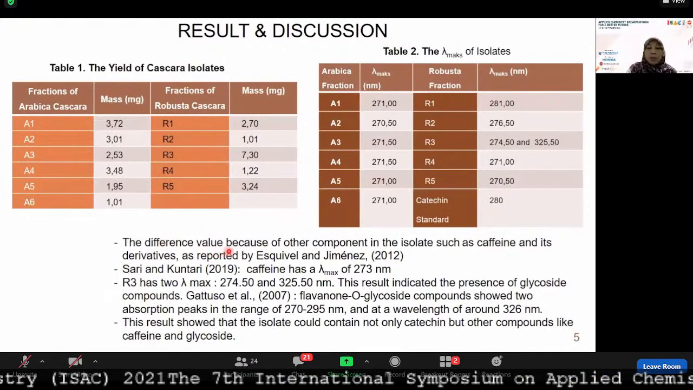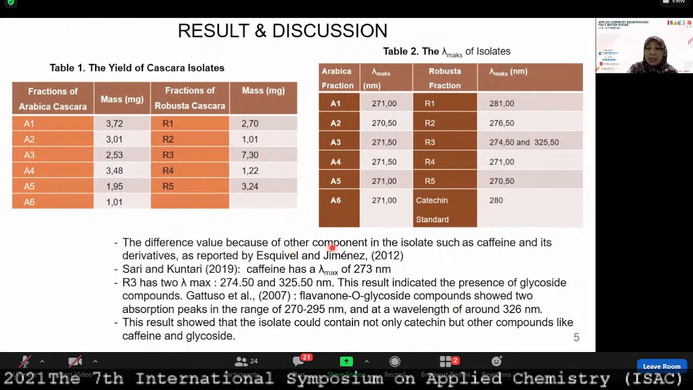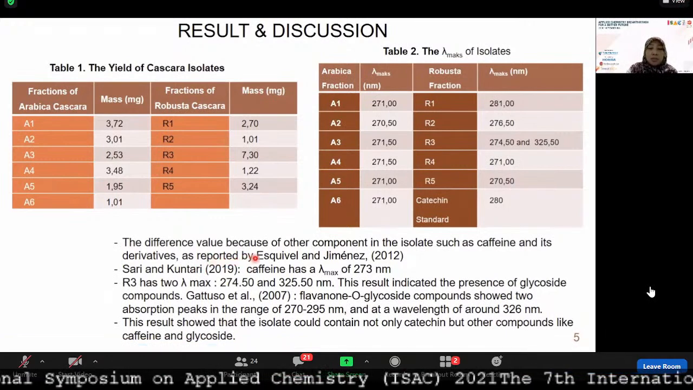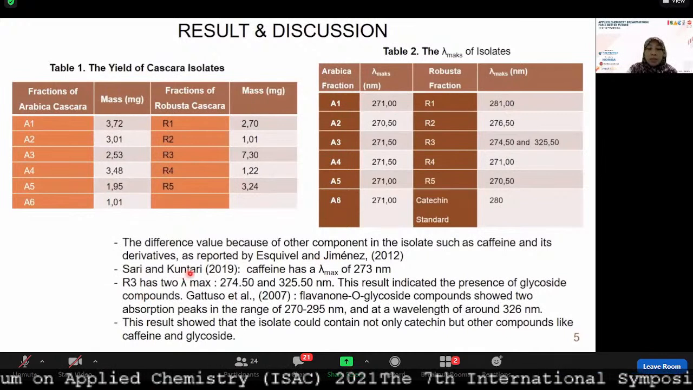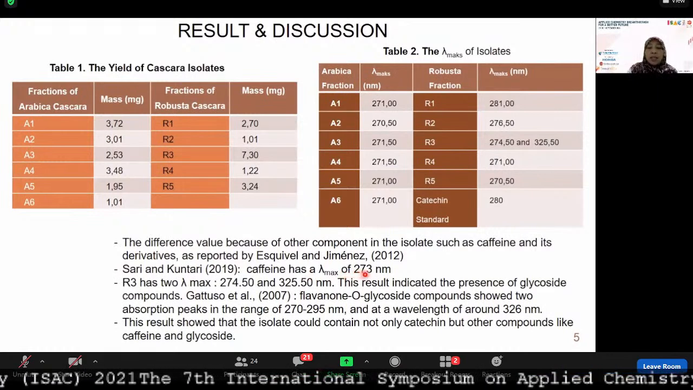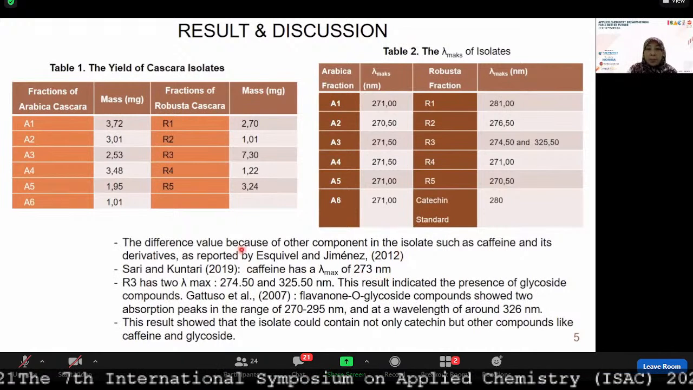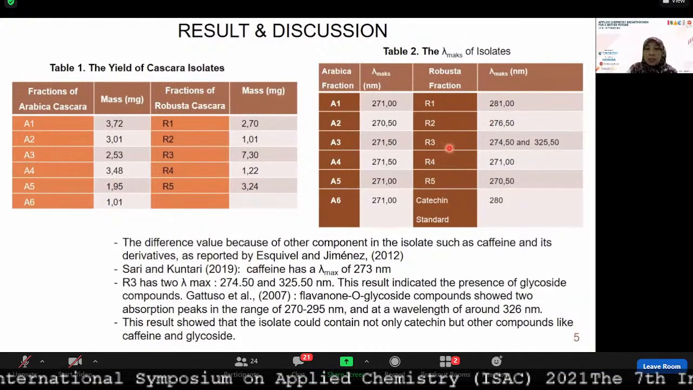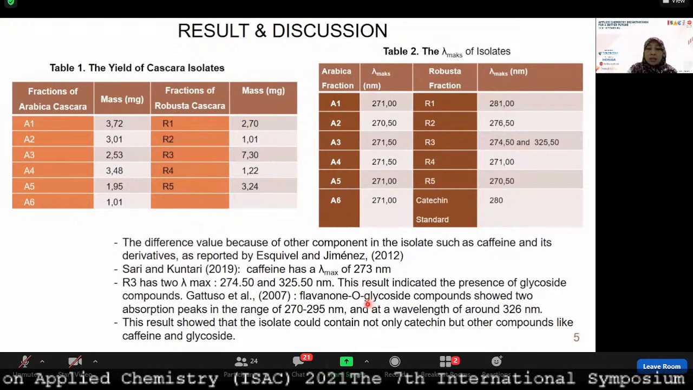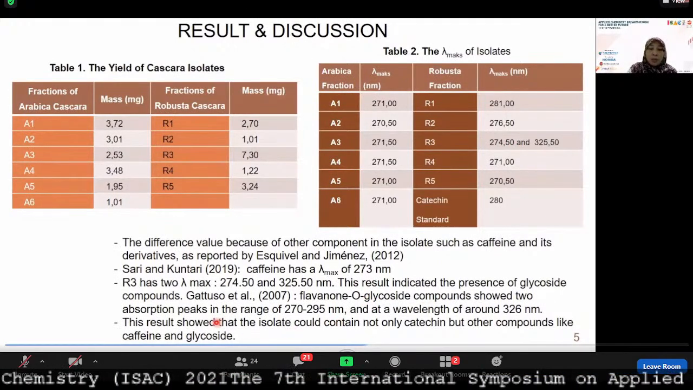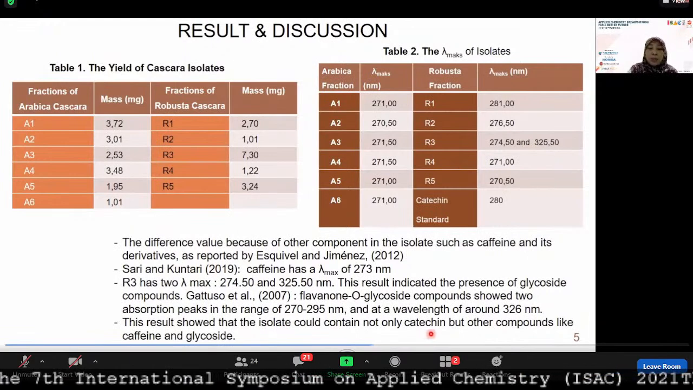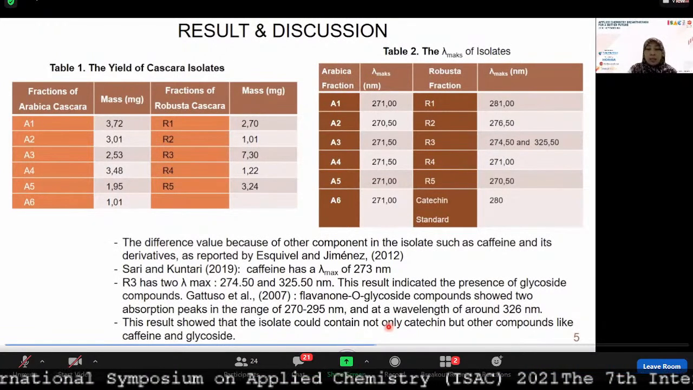The difference is because of other components in the isolate, such as caffeine and its derivatives. And according to Sari and Kuntari, caffeine has a wavelength at 273 nanometers. And from table 2, we can see fraction number 3. It has 2 peaks that indicate a glycoside compound. So we can conclude that the isolate not only contains catechin but also other components like caffeine and glycoside.